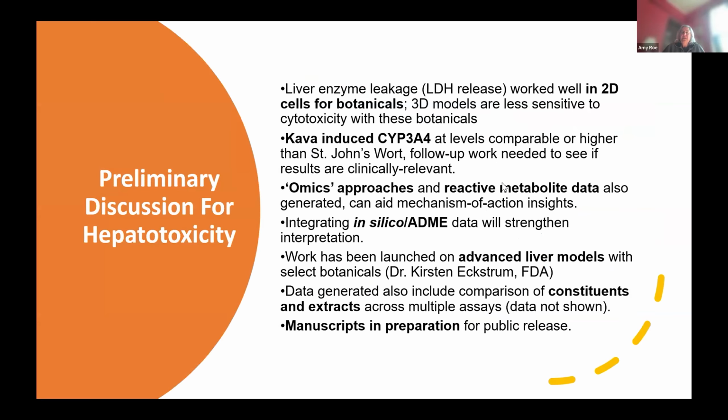In discussion, we think that the liver enzyme leakage, the LDH release, worked well in 2D cells for botanicals. And this is probably not too surprising. I've certainly used LDH release in a number of studies that I've conducted personally with various botanicals. Steve felt that the 3D models are less sensitive to cytotoxicity with these botanicals.